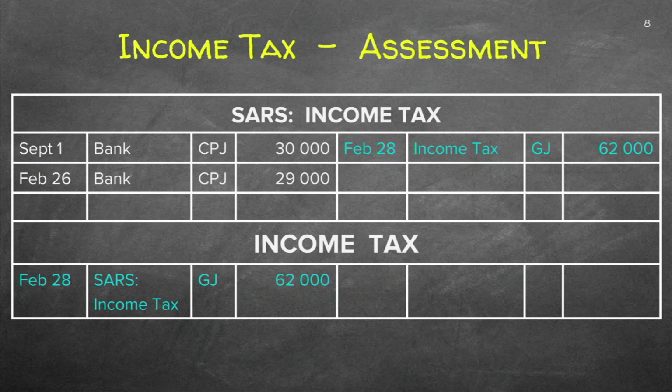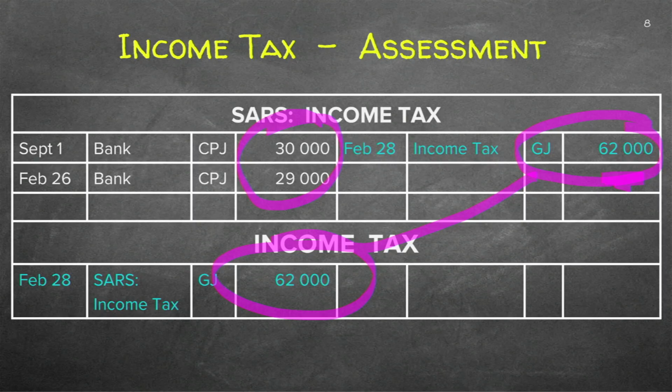So let's have a look and see what that looks like in ledger form. Again, please remember what I've got in blue is the transaction I'm dealing with. So here I had my 2 provisional payments of 59,000. We see that SARS have calculated that we owe 62,000, and so I'm going to credit SARS income tax and debit the income tax account. And so we have now brought our tax into account.